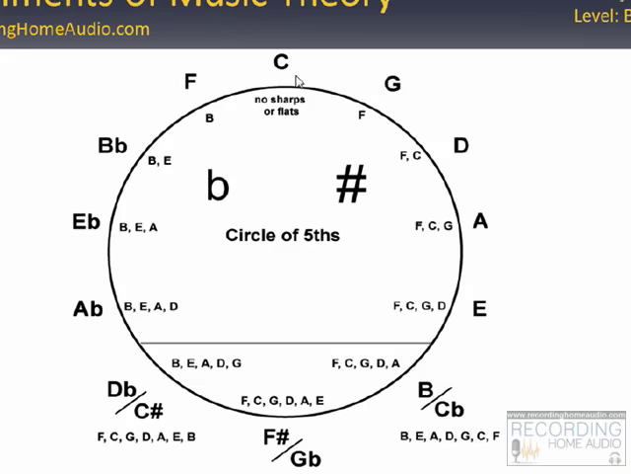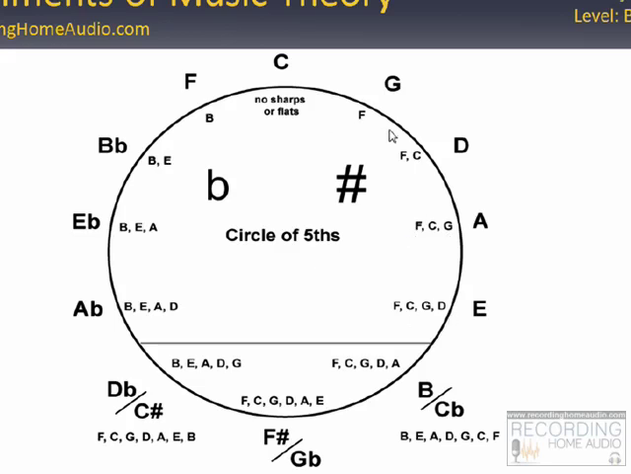Okay, so just briefly, let's go over this. The key of C major has no sharps or flats. The key of G major has one sharp, which is F. Going this way, we're going flat. The key of F major has one flat, which is B. B flat major has two flats, which are B and E. And you can see how the pattern goes down: B, E, A, D. And going this way: F, C, G, D.